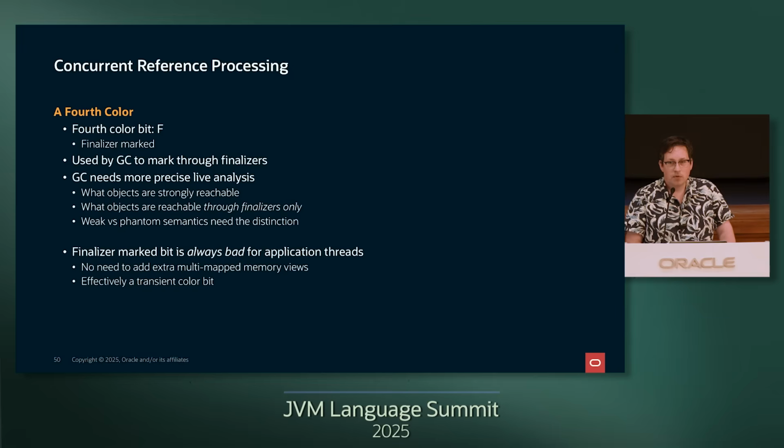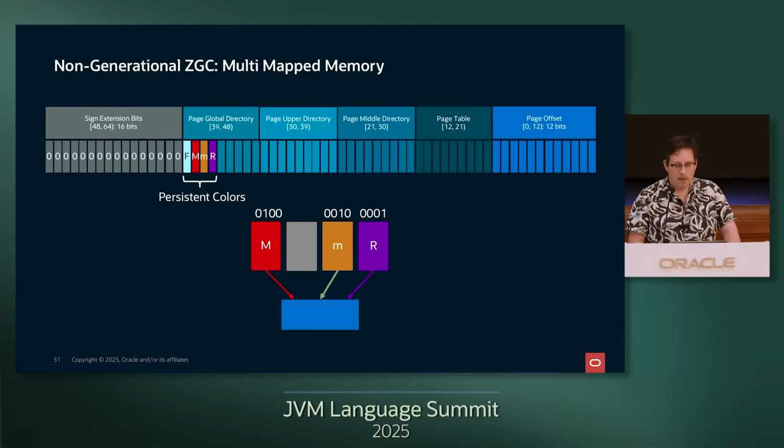which was a pain. But fortunately, this bit was always a bad bit because you never exposed it to the user. You won't always mark it strongly. So this was in fact our first transient color bit because it was just removed by the load barriers. And so these 4 colors are the ones we ended up with in non-generational ZGC, 3 persistent color bits and 1 transient color bit, which we didn't have to multi-map.